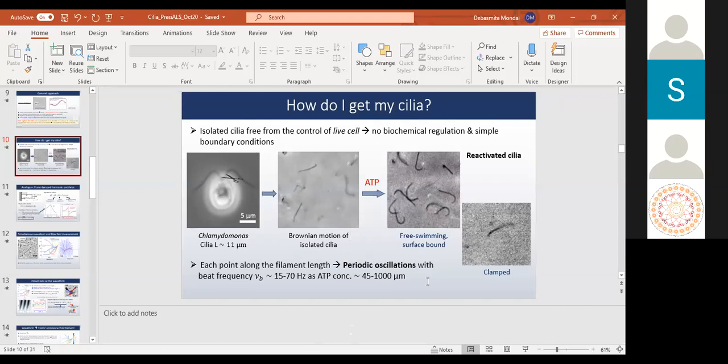Okay, so just one thing then. So you're injecting ATP, that is fine, but the way you're injecting ATP is different from a living cell, of course, right? Is there a way to actually replicate exactly what the living cell does, or is that not important here?